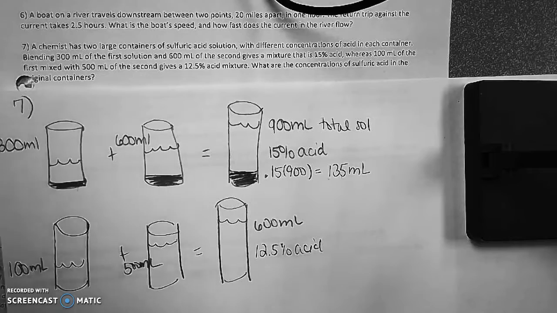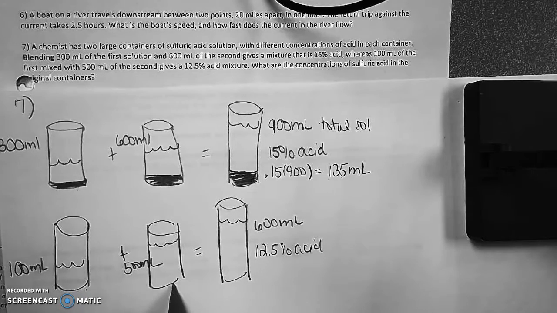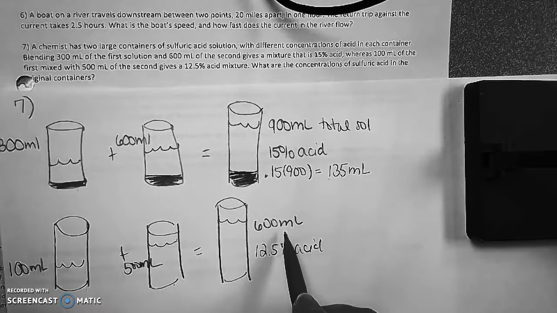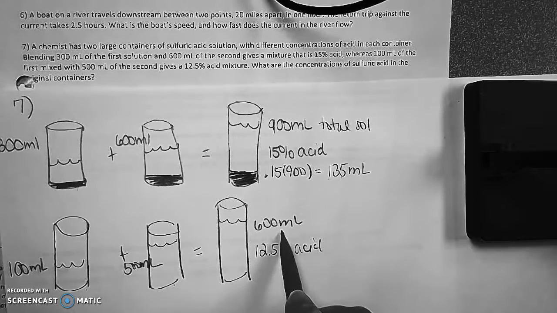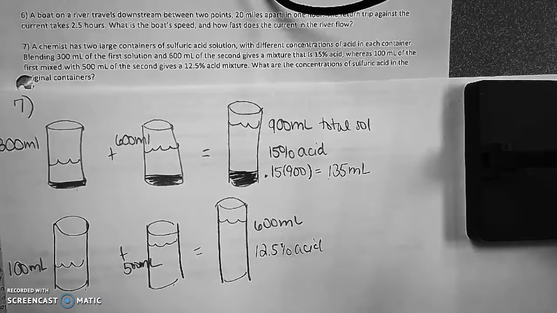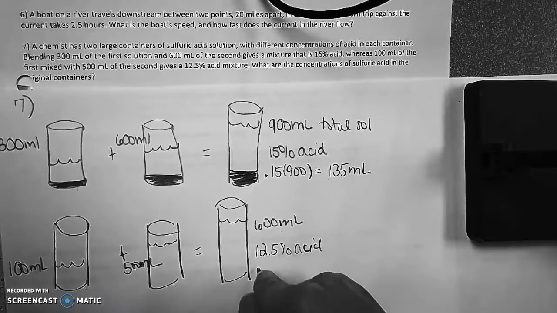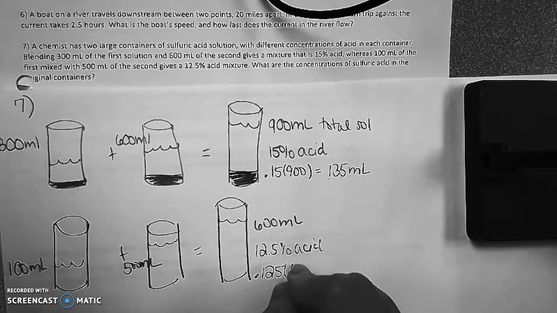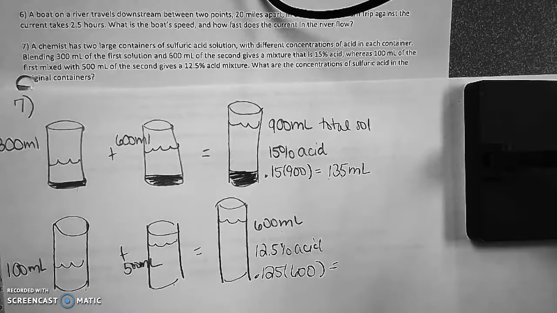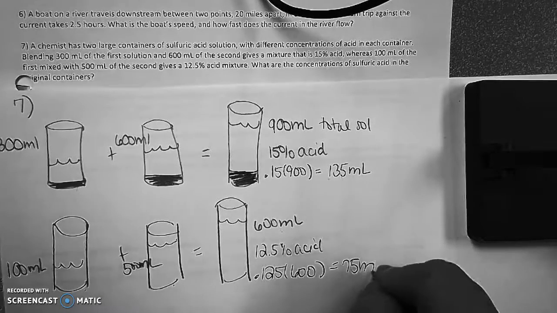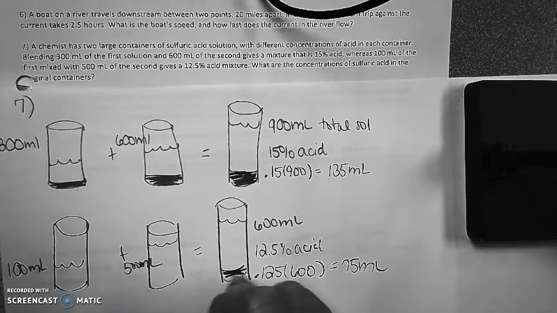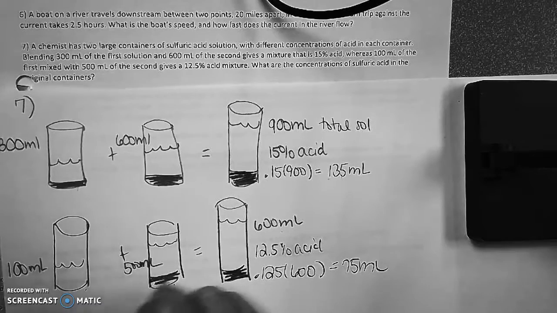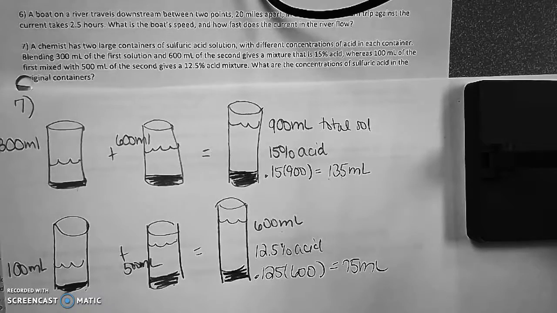Then it says we've got the same 2 containers. We have 100 of the first, 500 of the second. That gives us 600 milliliters in all. The problem then tells us that of that 600 milliliters, 12.5% of it is acid. So once again, we can figure out how much acid is in this final mixture. It's 75. So there's the acid, and some comes from here, some comes from here.